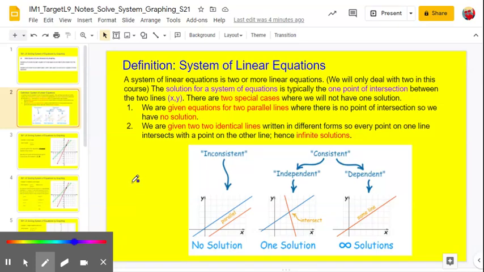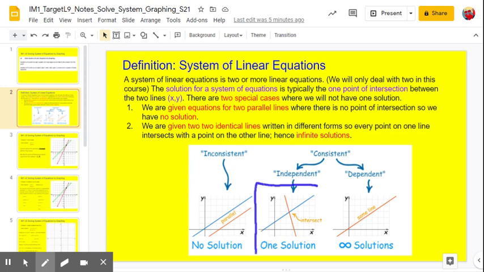A system of equations is when we have two or more linear equations. For our course, we're going to focus on just two linear equations. And typically, we're going to have one solution to this system. And a solution for a system of equations is simply the point of intersection between the two lines.